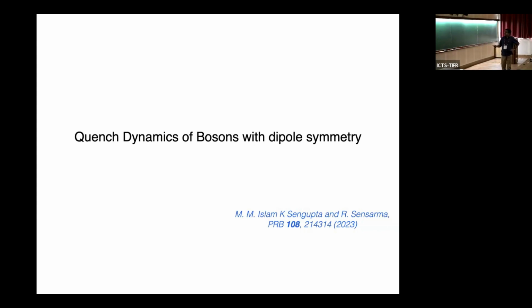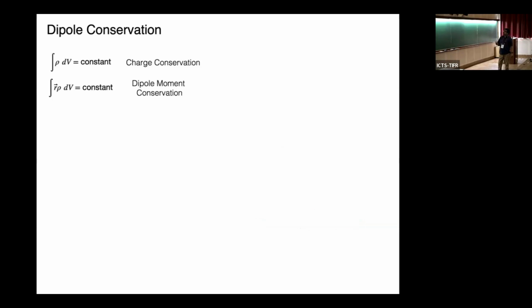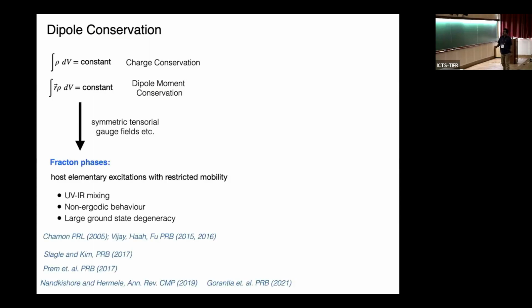Okay, the next one is the quench dynamics of bosons with dipole symmetry. And this is work done with Moessner and Dibyendu, which recently came out. We are interested in looking at fields which have both a charge conservation and a dipole moment conservation. Why? Because if you take these, quote unquote, global symmetries and then gauge them and do a few more things, you might end up in things which are like fracton phases. These are phases which host elementary excitations which have restricted mobility.